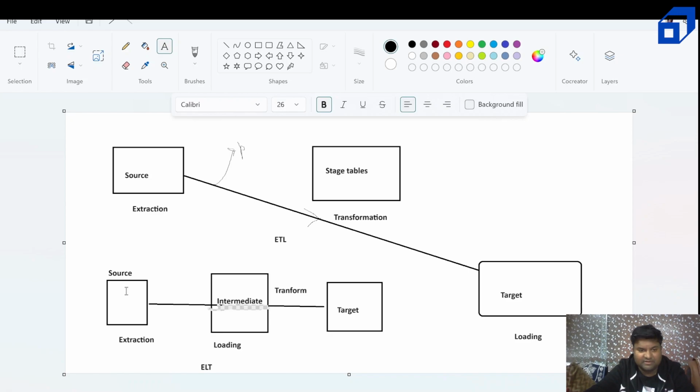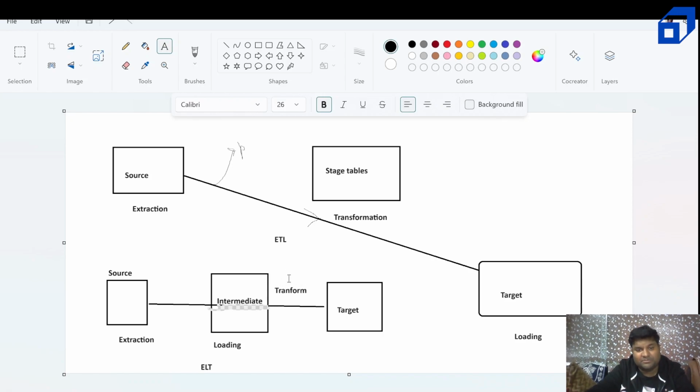But in ELT, I first load all the data in my intermediate layer. Depending upon the business requirement, I need not transform the entire data, though I have extracted and loaded all of it. In ETL, before loading, we are transforming all the data. But here we extracted all the data because extraction is an easy process and storage costs are very minimal. I load it in an intermediate layer, and based upon the business use case, I will transform only the amount of data required by the target. I need not transform the entire data.